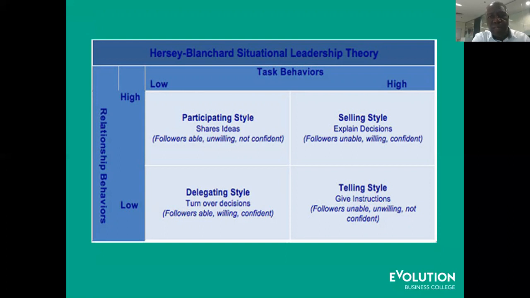And so let's go where task behavior is high. That means the selling style, explaining decisions, where followers are unable but willing and confident. Then Hersey and Blanchard talk of the delegating style. So what is your participating style? What is your selling style? And what is your delegating style and telling style?